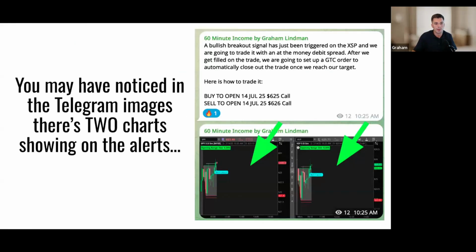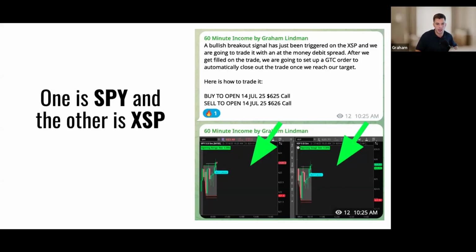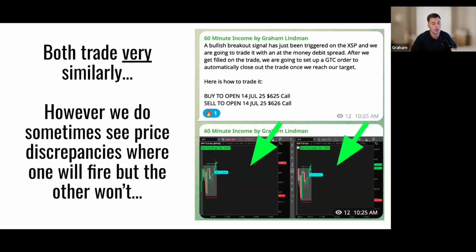All right. So next up, you may have noticed that in the Telegram images, a lot of times I send you 2 charts. I show you the SPY and the XSP at the same time. You might say, well, they're the same thing. Why do we need to see both? Well, both do trade very similarly. They both monitor the S&P. However, SPY has dividends. It also closes later on the options market.